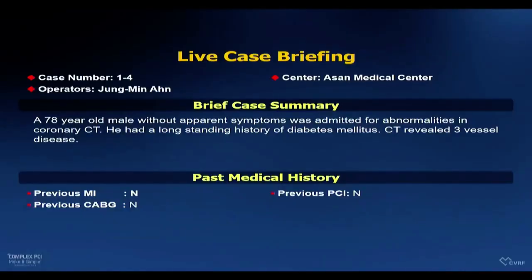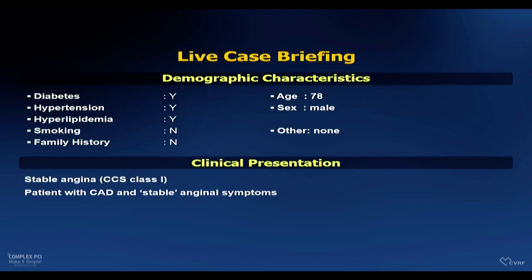This patient is a 78-year-old male without apparent symptoms who was admitted for an abnormal finding on coronary CT. He has a long-standing history of diabetes. CT revealed that he has three-vessel disease with heavy calcification. His coronary artery disease risk factors are diabetes, hypertension, and hyperlipidemia, and his clinical presentation is stable angina.